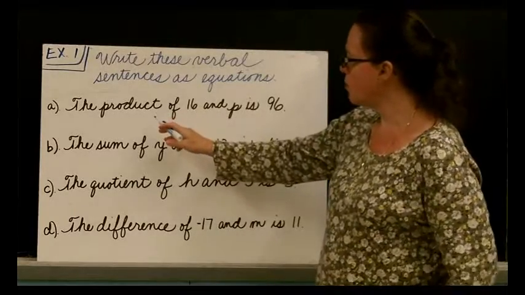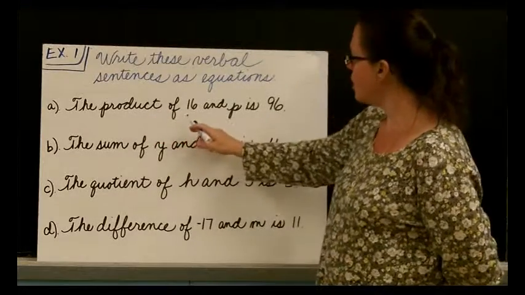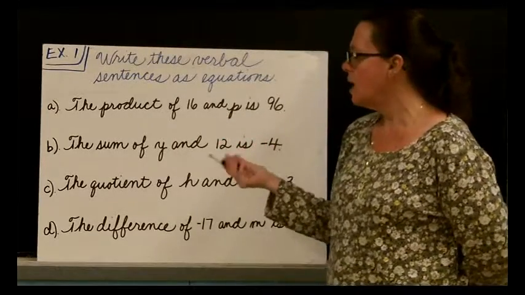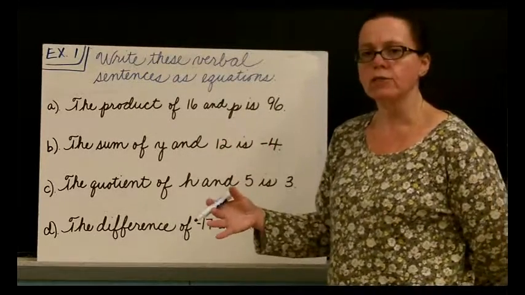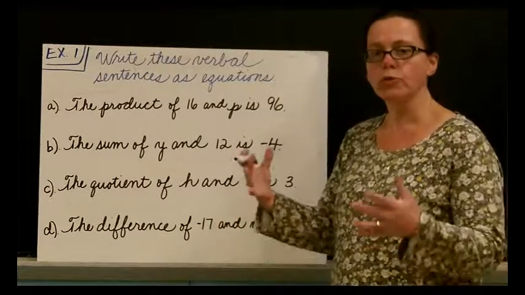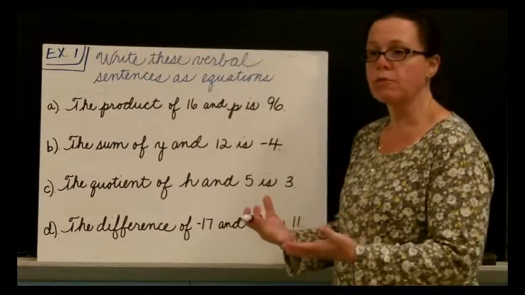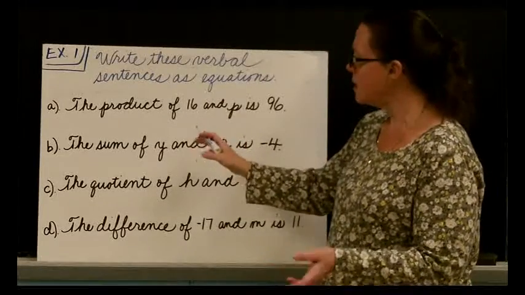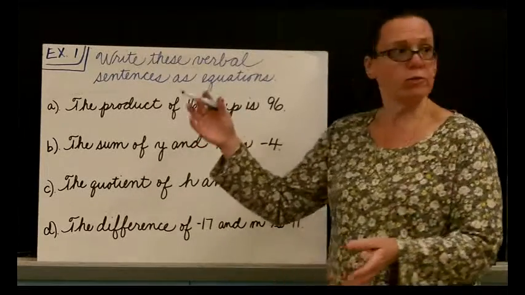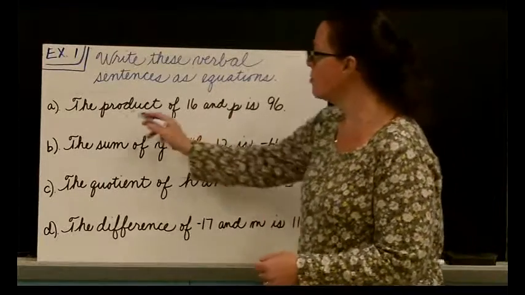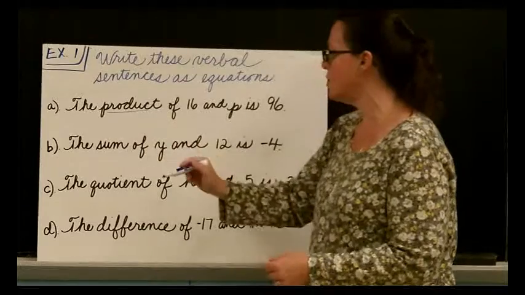Let's take a look at number 1, part A. The product of 16 and P is 96. Now I know that at first glance this looks pretty daunting. All those words, nobody really likes words or expects to have to use them in math. But if you take a look at it carefully, we can look for clue words and piece together what we have to do. The first clue word here is product.